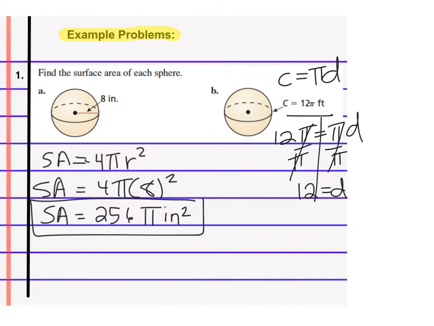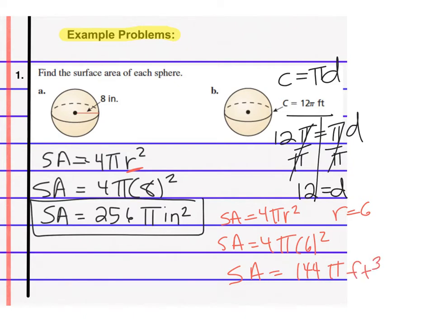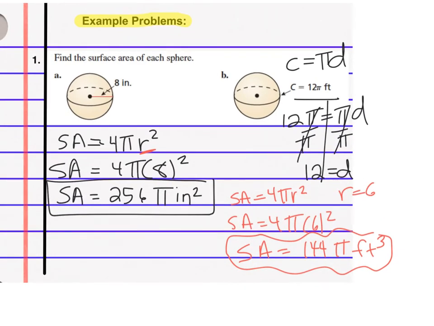For my surface area formula, I want radius. I want r, not d. So remember, radius is half. My radius is 6. So I'm just going to put that into my surface area formula, 4 pi r squared. So 4 pi times 6 squared. Again, I'm going to keep this in terms of pi. 6 squared is 36. 36 times 4 is 144 pi feet cubed. If you want to multiply it out instead of keeping it in terms of pi, you have that option.